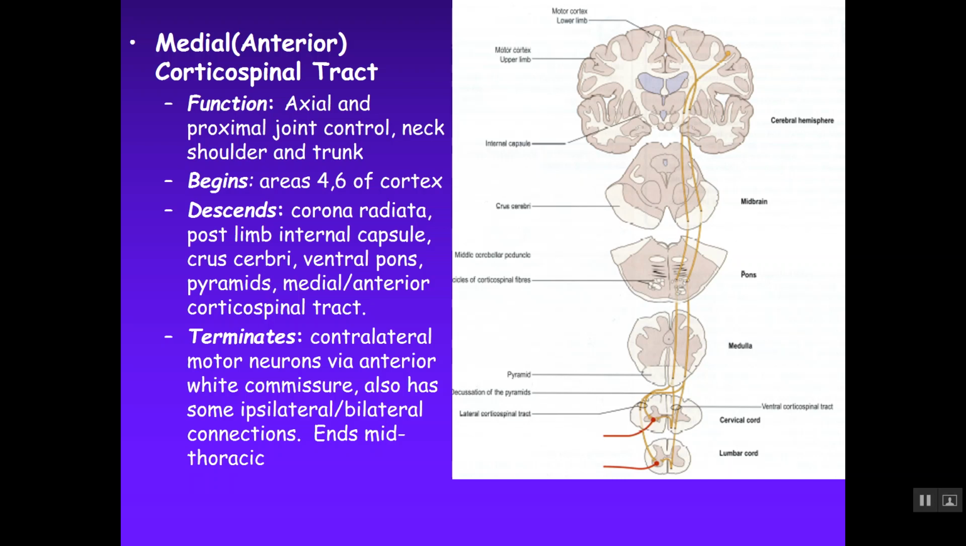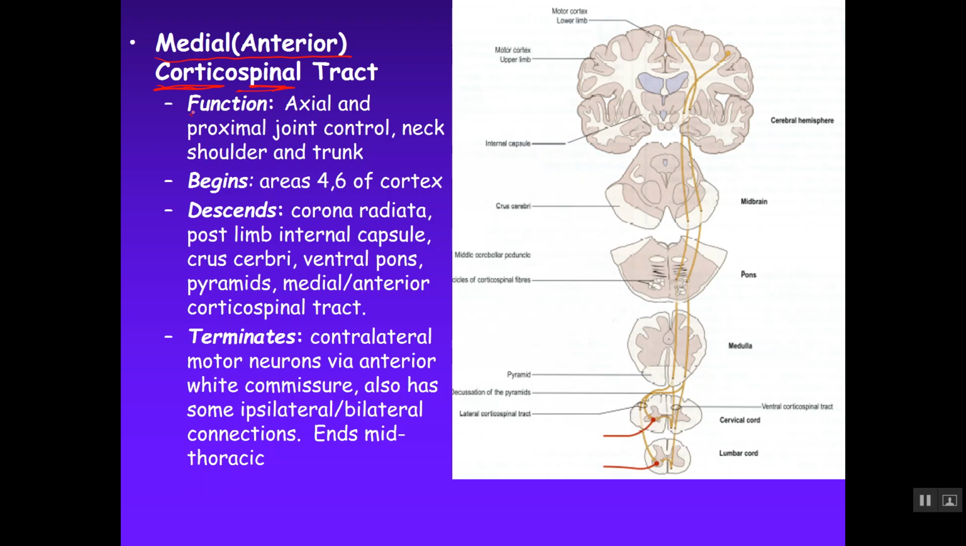So the first medial activating descending pathway is the medial, also called the anterior corticospinal tract. Let's break down the words here. It's medial or anterior, so we know it's probably running in the medial or anterior part of the spinal cord. It's corticospinal, so we know it started in the cortex and it's ending up in the spinal cord. So based on just the terminology and name, it's probably running more medially or anterior in the spinal cord. Okay?